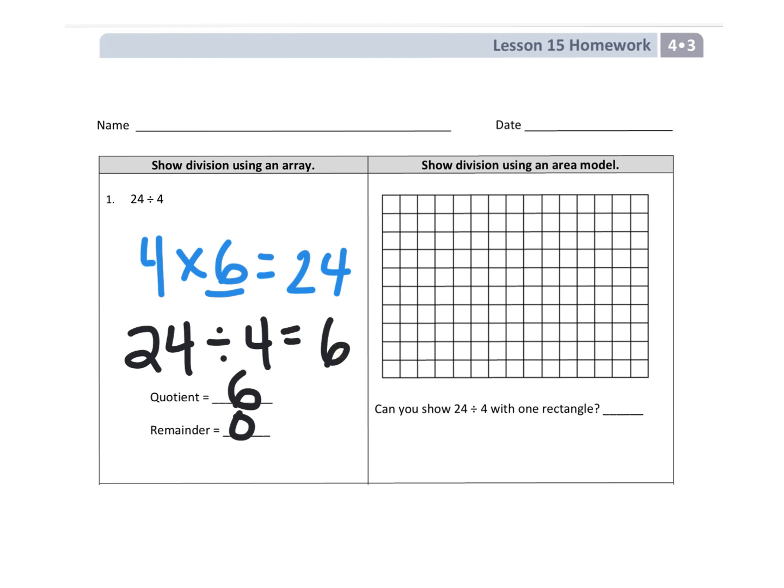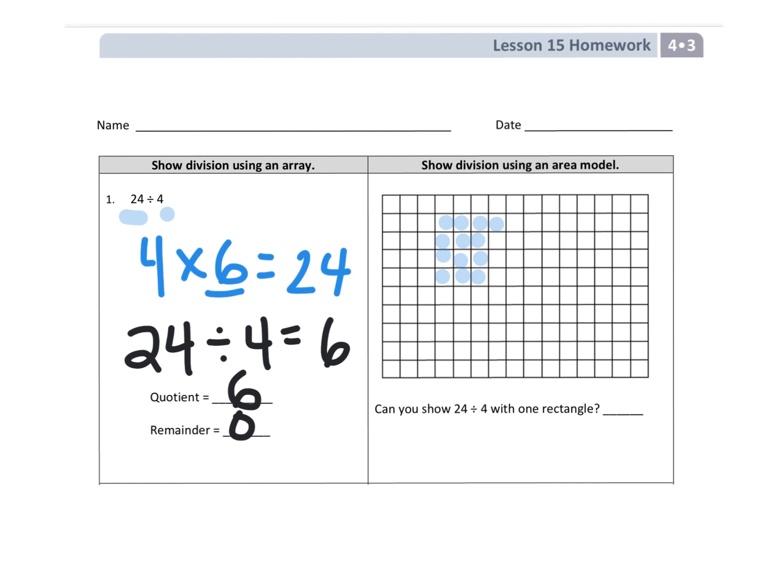Another way to think about it is using this area model. So if I have 24 dots and I want to split them into 4 groups, I'm going to make 4 groups, 1, 2, 3, 4, and I'm going to keep going until I see how many dots go in each group. Right now, each group, 1, 2, 3, 4, has 1 dot, but I'm going to keep going because I have 24 to give out. There's 2 groups, which is 8 dots total.